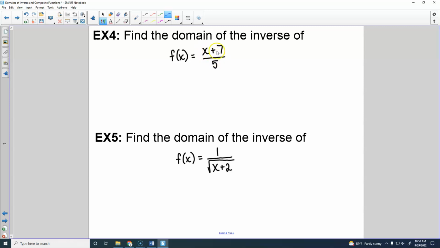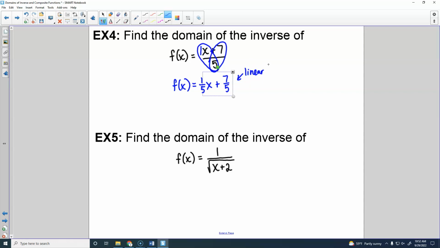Because when I see x plus 7 over 5, I could divide both of those numbers by 5 because I just have a single number on the bottom. That's a 1 in front of that, so it'd be 1/5 x plus 7/5. So this is just a line with a y-intercept at 7/5 and a slope of 1/5. Okay, linear.